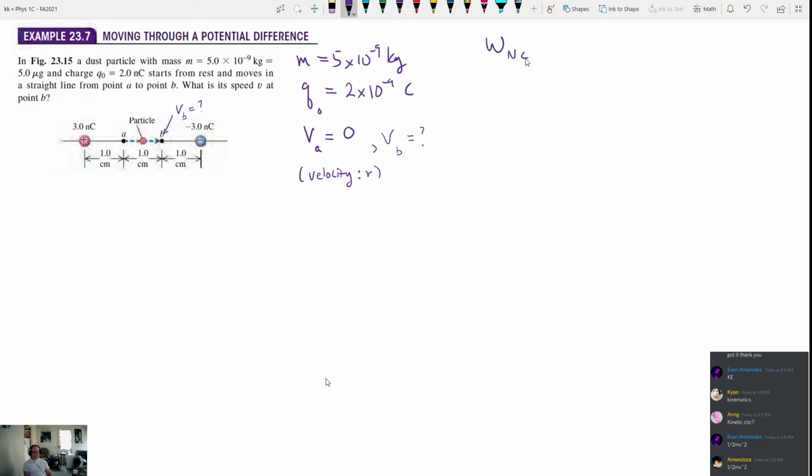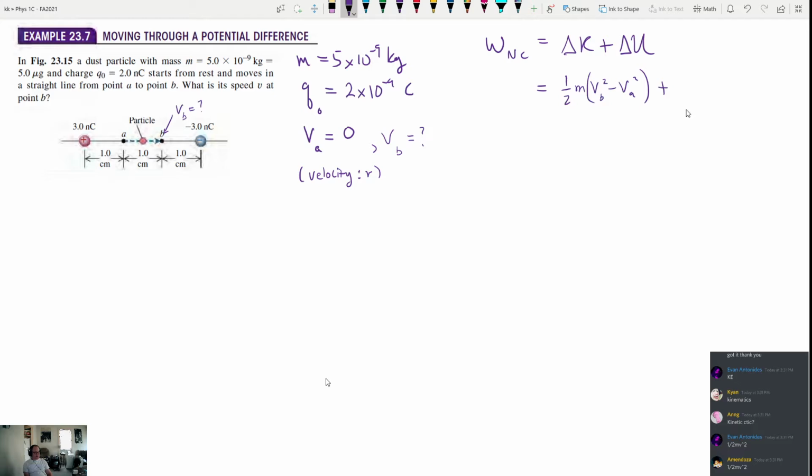Work done by non-conservative forces is equal to change in kinetic energy plus change in potential energy. And we know the change in kinetic energy is going to be something like 1/2 m times v at b squared minus v at a squared. These are velocities, right? Plus, what did I tell you to do with delta U? What do I replace the delta U with? What do I put down here?